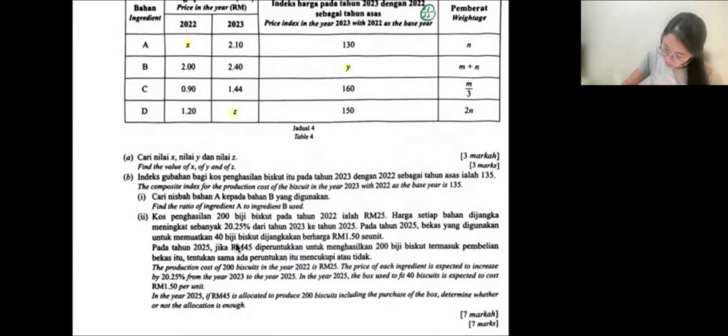Let me write my answers here first. Later I transfer it to the bottom. To find X, we need the index of A, 130. So 2.1 divided by X times 100, you get 130. So X will be 2.1 times 100 divided by 130. X is money, so you have to write in 2 decimal places no matter what. So this is 1.62.